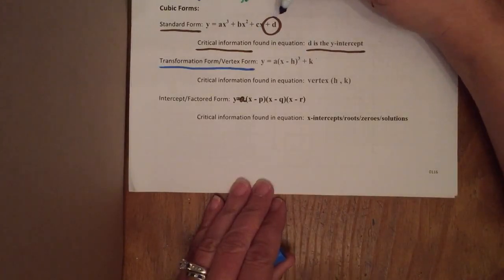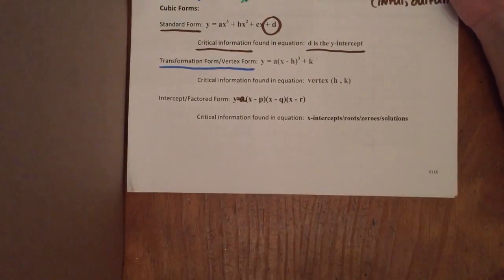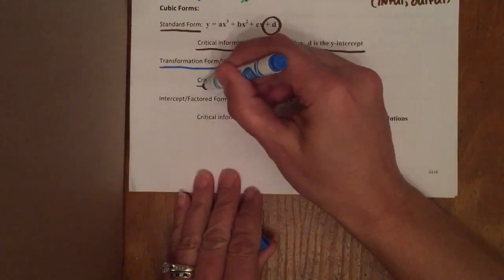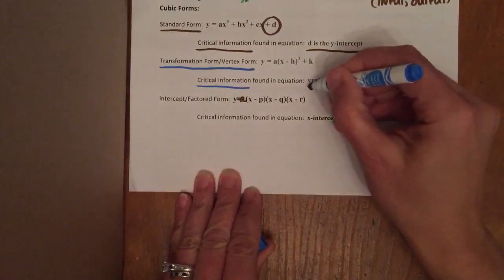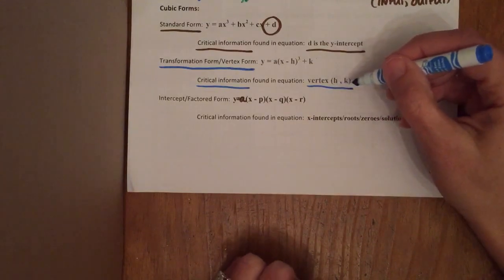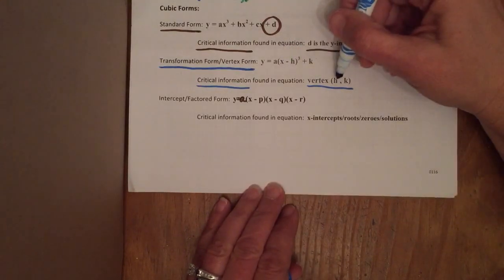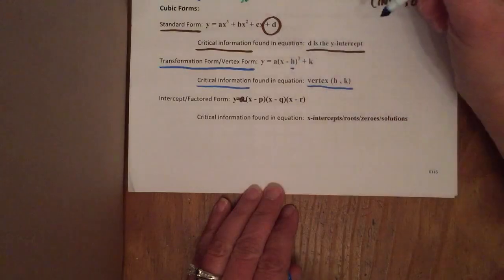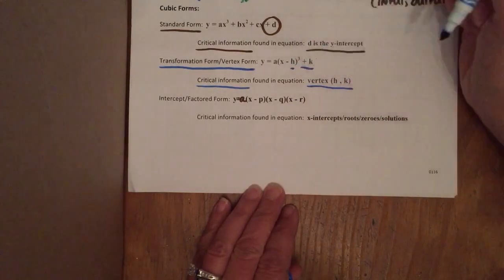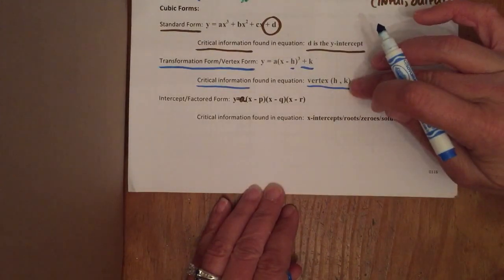So whereas in standard form, I knew what the y-intercept was, when I have it in transformation form, I know a couple of things about my function. The first critical information that I have is my vertex. Remember, the vertex is the representation (h, k). So whatever the h value is, whatever it is that's being subtracted from the x in the parentheses, is the x coordinate of your vertex. And whatever's in place of the k on the outside is the y coordinate of your vertex.